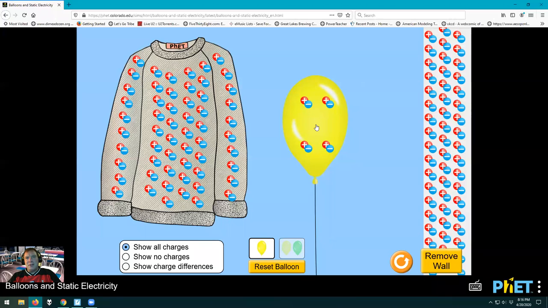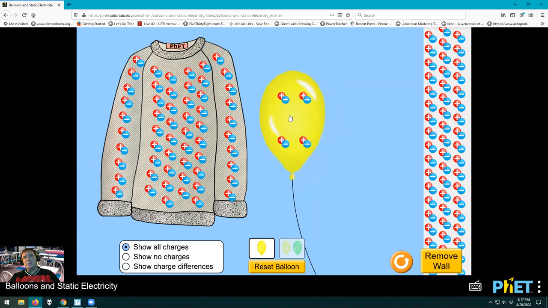Now, this simulation here, having a positive ball and a negative ball sitting next to each other, is not what we think of when we think about the structure of atoms, but this is just to help us count charges. So it's not meant to be an accurate representation of what an atom looks like, but we can see that the balloon has equal numbers of positive and negative stuff, just like any ordinary atom. Same with the sweater, same with the wall.